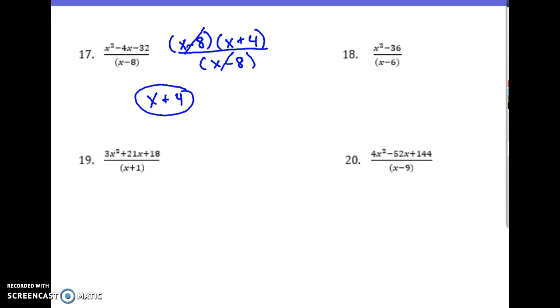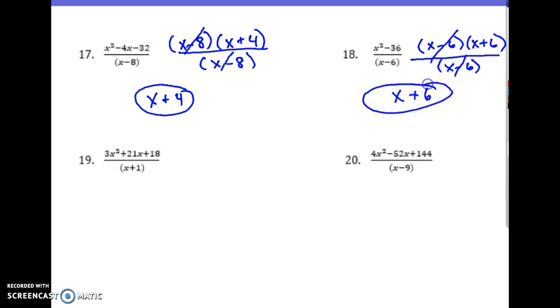Okay, number 18, if I look at it, it is a binomial, but it's a difference of perfect squares. So I can factor the numerator as x minus 6 times x plus 6, and then I divide by x minus 6, so they would cancel out. My answer would be x plus 6.